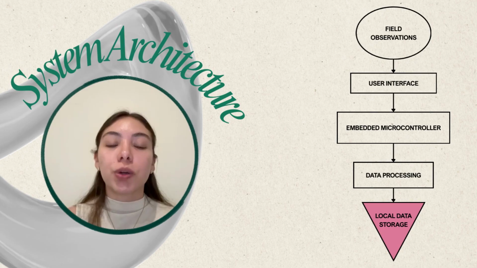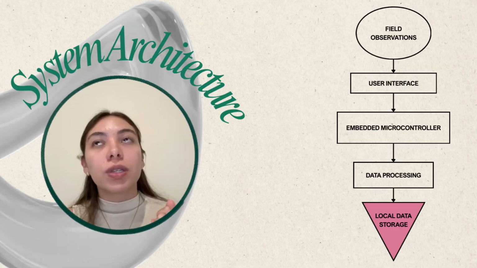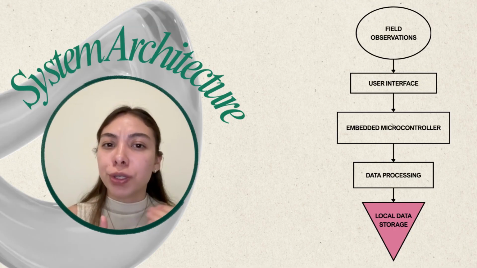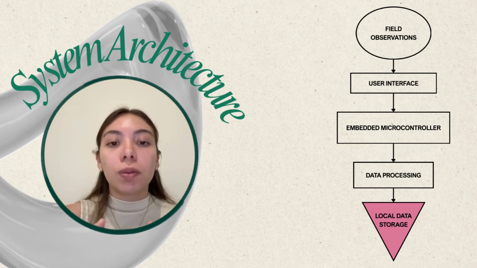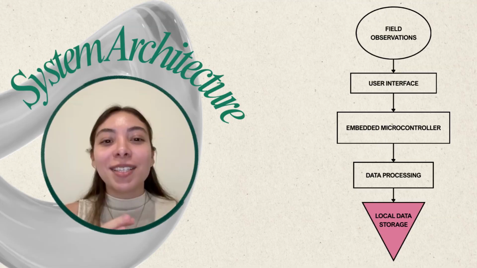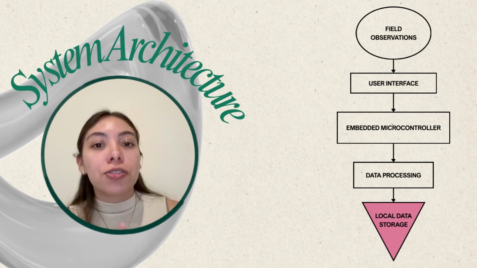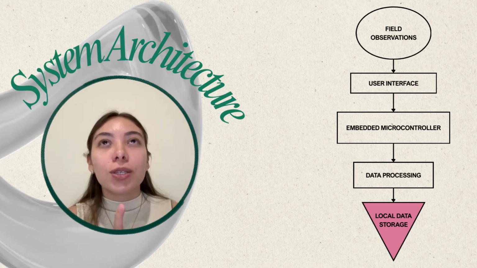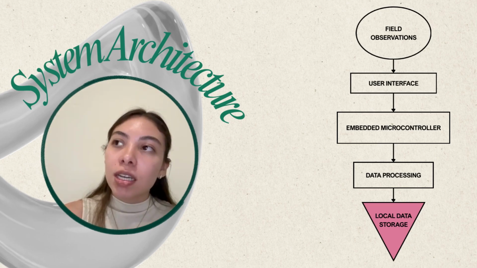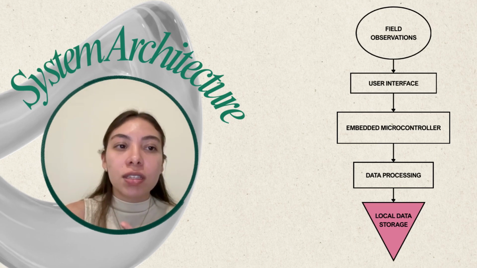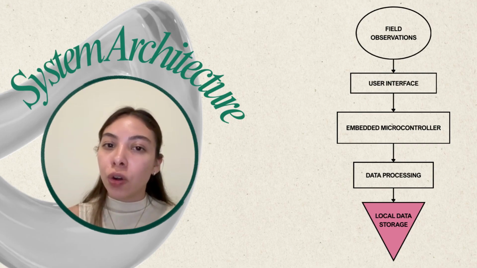For the system architecture, we have this diagram in which we divide it into field observations, which is what you're seeing in the moment while you're doing the monitoring. Then you have the user interface, which would be the device in which you capture the data. The data would be stored in the microcontroller that also controls the interface and the program, and later that data is processed to be saved in some sort of storage and later be used in an Excel or in a table.